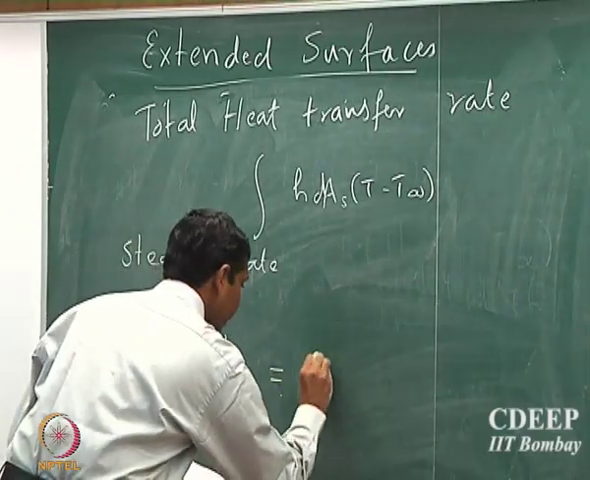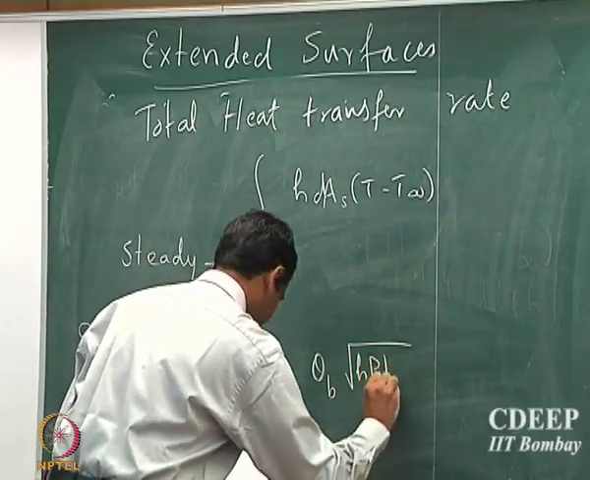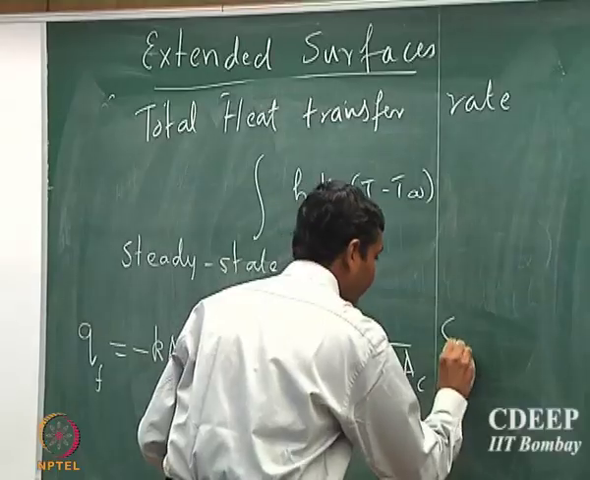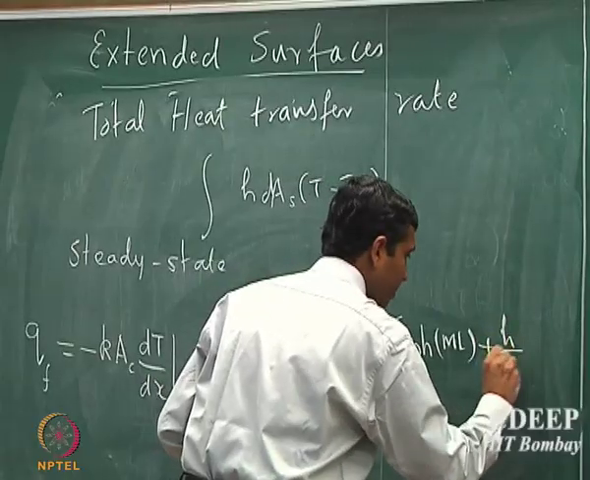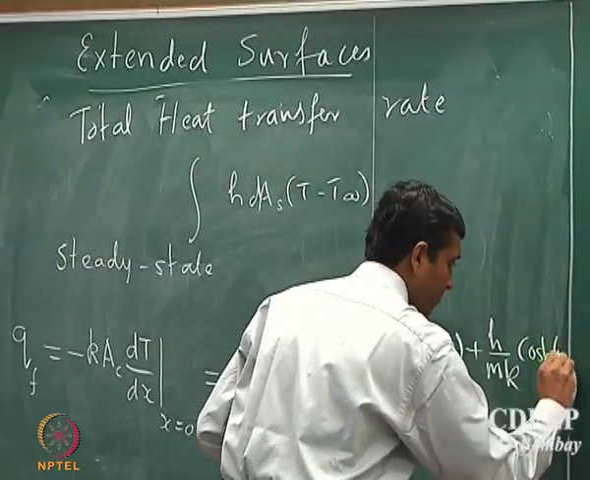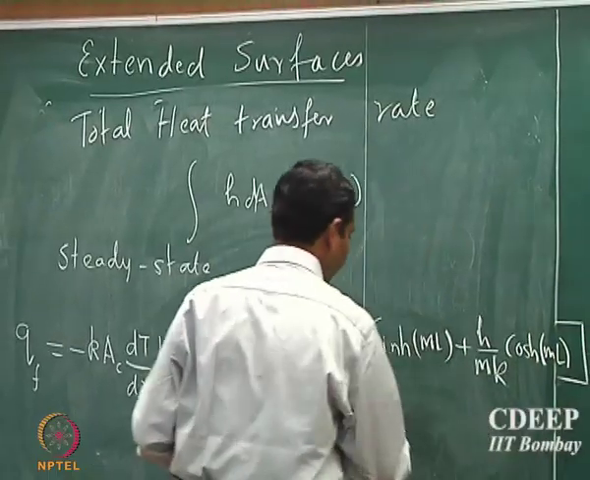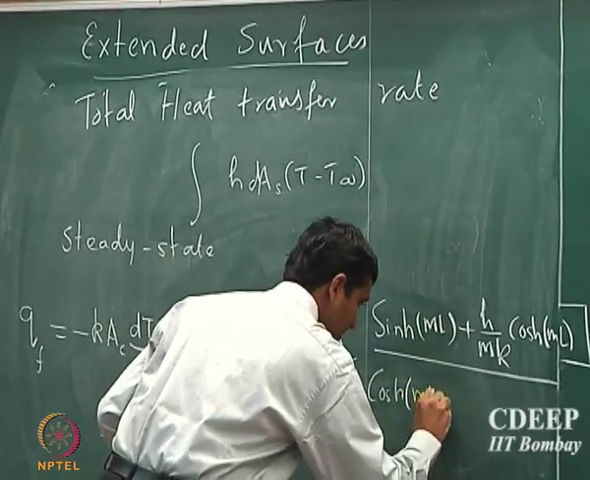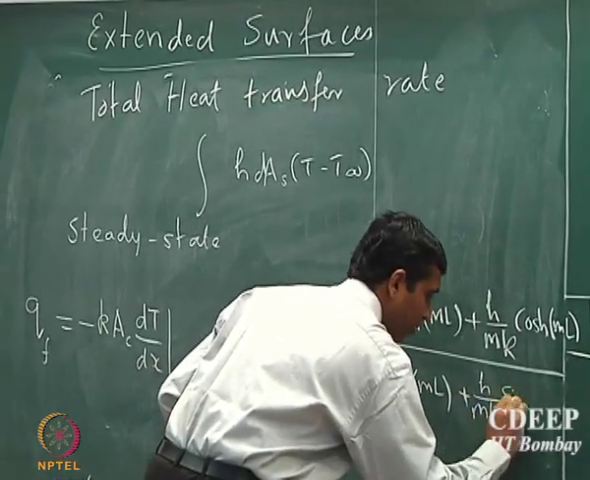theta b square root of h P k Ac into sine hyperbolic mL plus h by mk into cos hyperbolic mL, divided by cos hyperbolic mL plus h by mk sine hyperbolic mL.